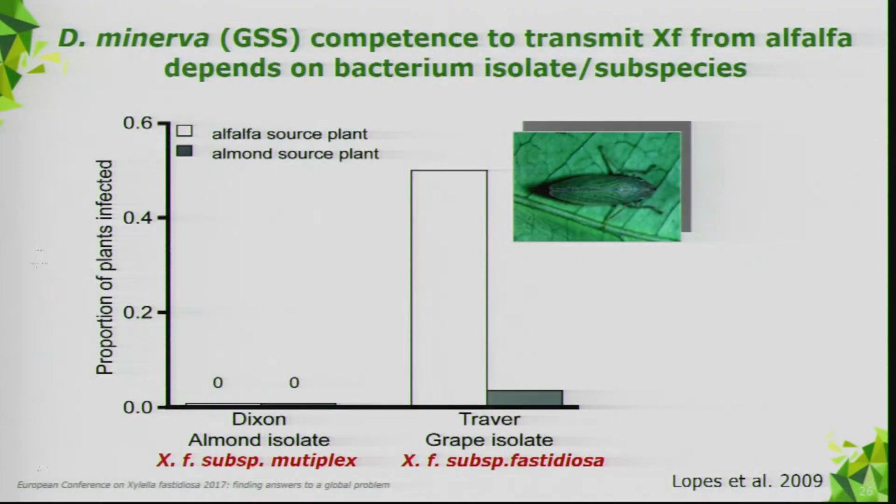Not only the source plant can be important, but also the interaction between the source plant and the bacterium. For example, almond isolates did not multiply as well as the grape isolates. There are lower populations, and in fact, we get no transmission rate in this particular experiment, and a very high transmission rate when you use alfalfa as a source plant. But the isolates, because of their interaction with the host plants, affected these results.